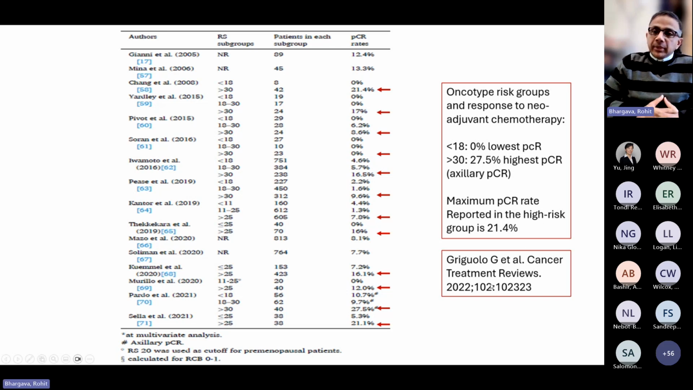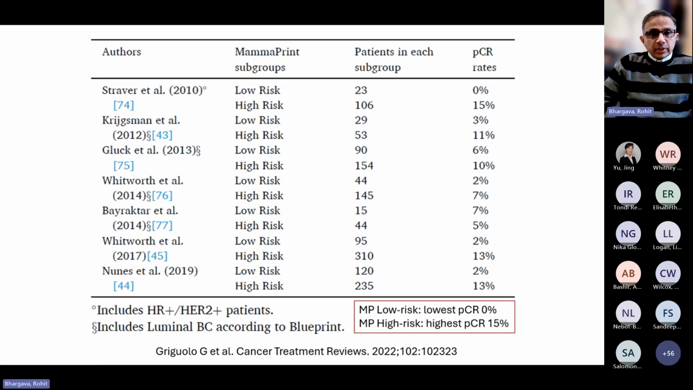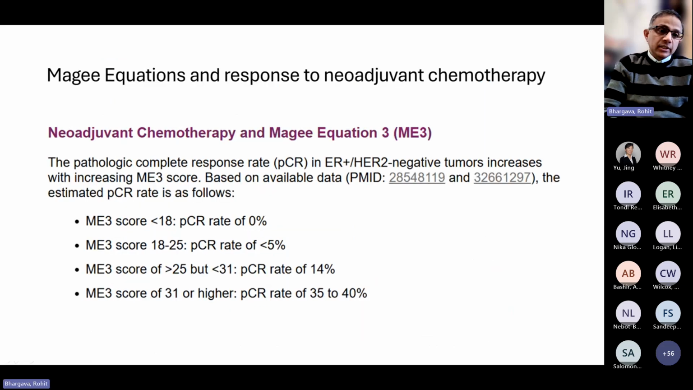And when you look at the MammaPrint, this is a table listing all the studies done with MammaPrint. You see that MammaPrint highest PCR was 15%. And just summarizing the 2 or 3 studies from Magee equation 3, this is the expected PCR rate. Magee equation scores less than 18, the PCR rate is 0%. 18 to 25, it's less than 5%. 25 to 30 is 14%, and 31 or higher, it's quite high. This is almost as high as I mentioned for triple negative breast cancer treated with ACT type of chemotherapy.